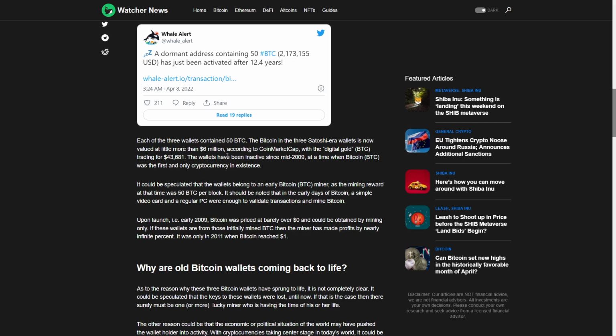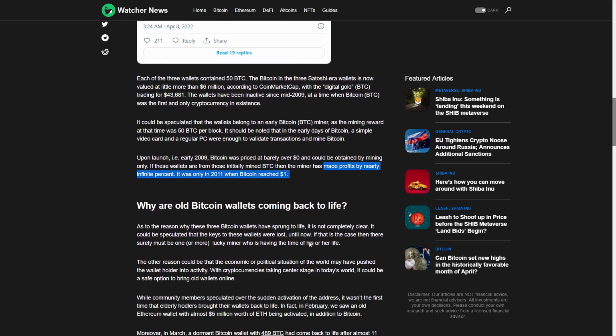It could be speculated these wallets belong to an early Bitcoin miner, as the mining reward at the time was 50 Bitcoin per block. It should be noted that in the early days of Bitcoin, a simple video card and regular PC were enough to validate transactions and mine Bitcoin. Upon launch, in early 2009, Bitcoin was priced at barely over $0 and could be obtained by mining only. These wallets initially mined Bitcoin, and the profit could be made at an infinite percent.